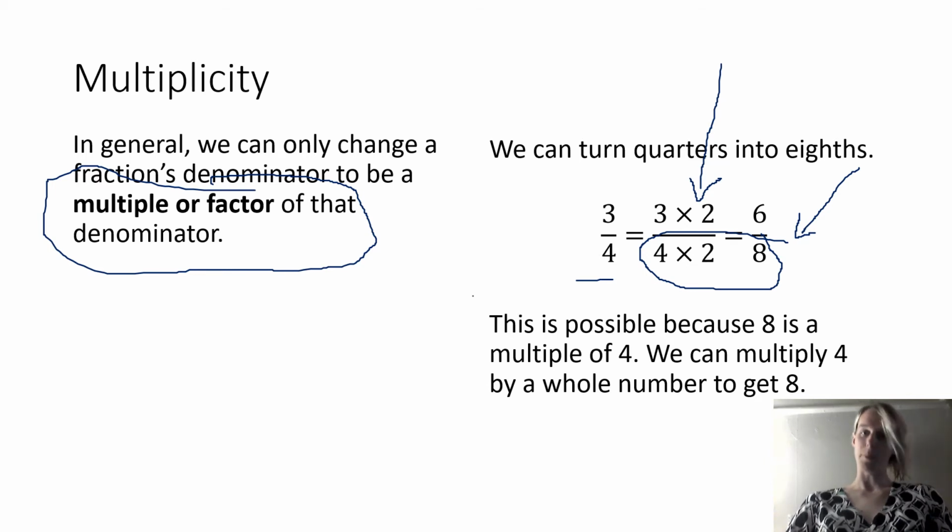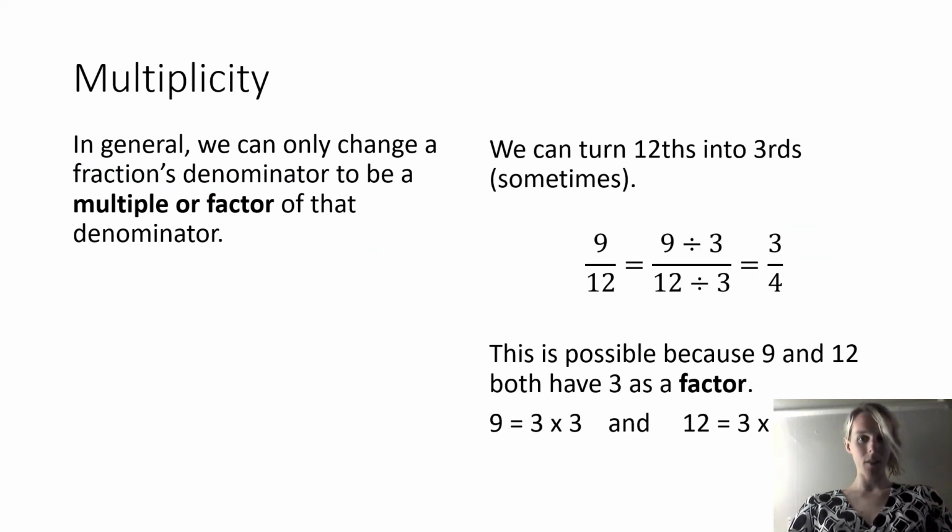It's possible to change quarters into eighths because 8 is a multiple of 4. 8 is 4 times 2, so we just multiply top and bottom of the fraction in terms of fourths by 2 to get eighths. And so we can always turn fourths into eighths, whatever that fraction is, 3/4, 5/4, 10/4: just multiply top and bottom by 2, and you'll turn it into eighths. But going the other direction is slightly different.